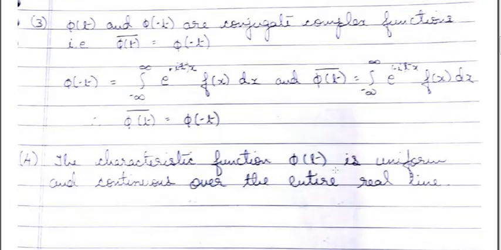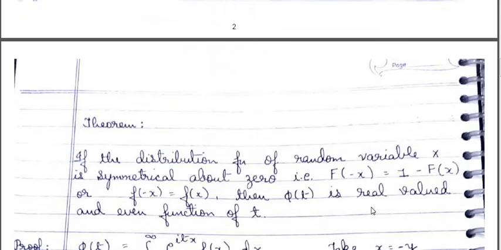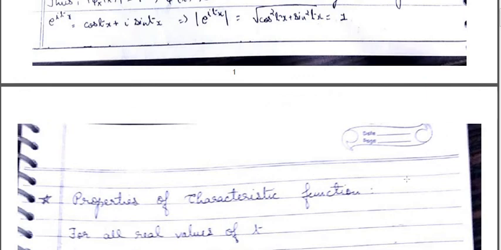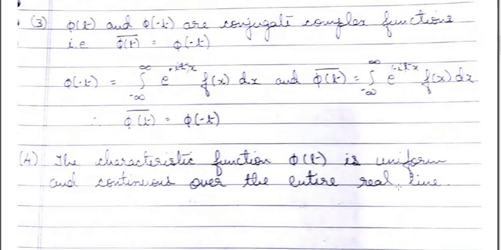The characteristic function phi t is uniform. Uniform means it follows the uniform distribution, it is uniform and continuous over the entire real line. It is a continuous function over the entire real line. So these are the important properties of this characteristic function.